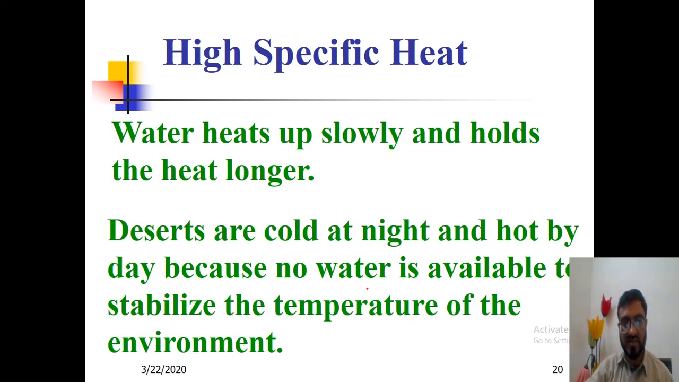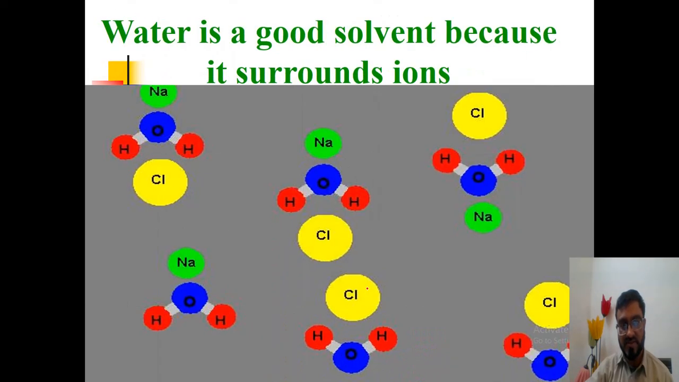As against that, if we look at the behavior of the desert where sand is present, deserts are cold at night and hot by day because no water is available to stabilize the temperature. This is due to the specific heat.